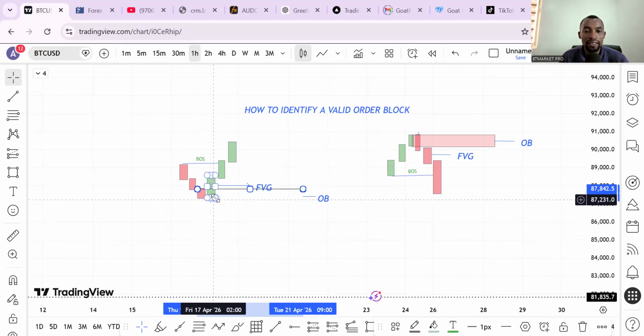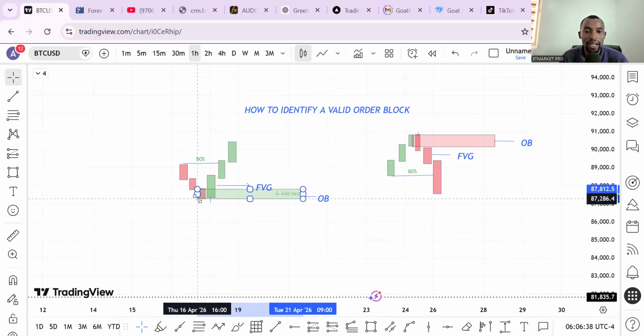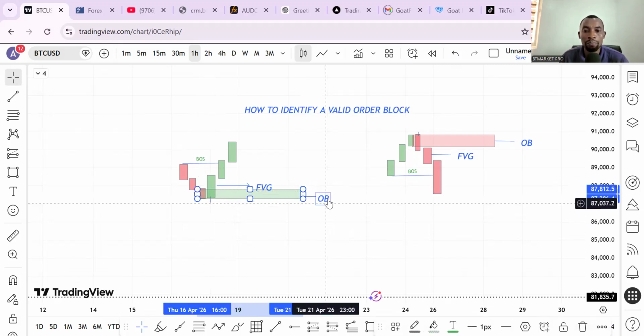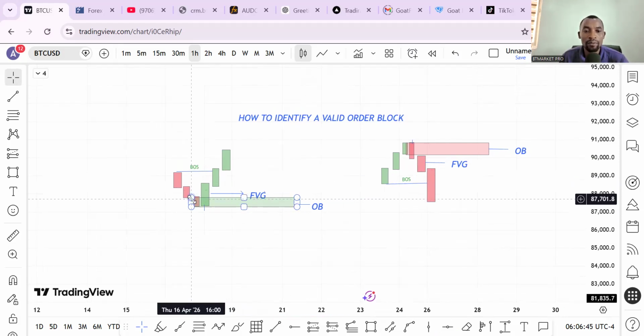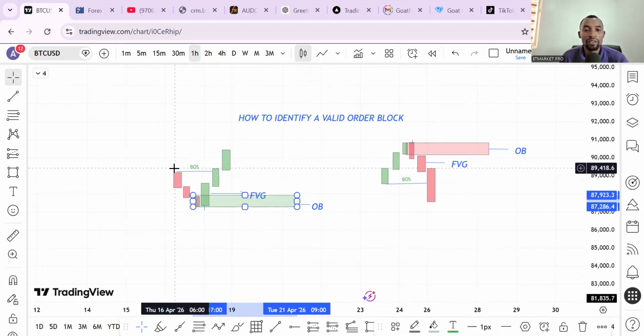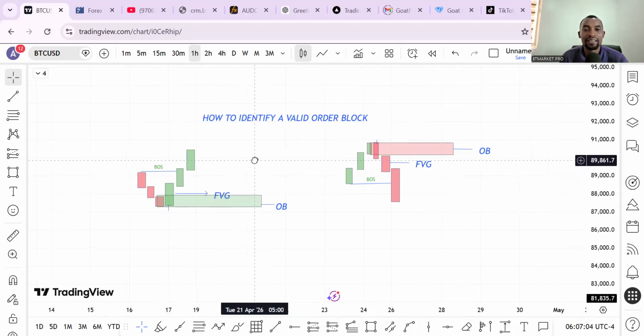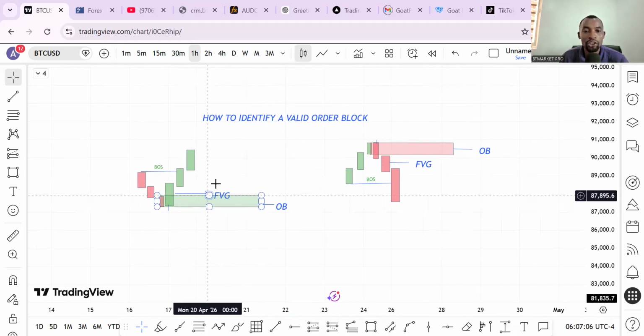So this shows that it has swept the liquidity below this low. So this candle now is a valid OB, which is order block. So this is a valid bullish order block. We have a break of structure. We have this tiny imbalance. Then we have the bullish candle that swept the previous bearish candle before a break of structure. So this is regarded as a valid bullish order block.